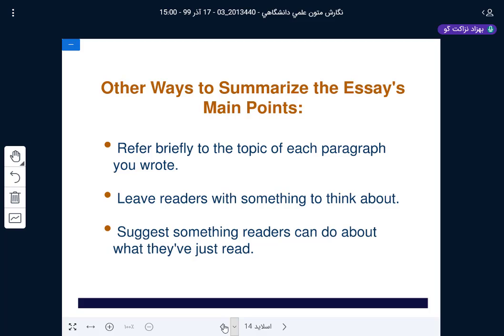So when you write the gist of the three body paragraphs, I mean the topic sentences of the three body paragraphs, and then you leave the reader with something to think about. So it's now time to say, so what? And the answer to this so what suggests something the readers can do about what they have just read. Okay?